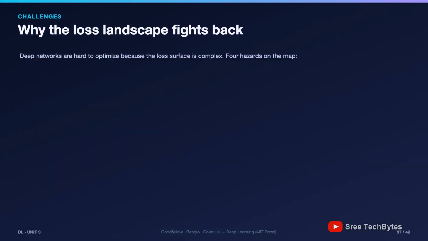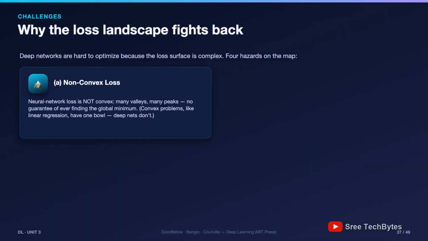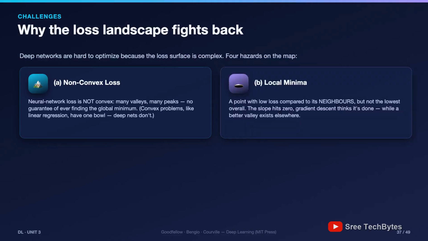Why does the landscape fight back? Four hazards, learn them as a map legend. Hazard A, non-convexity. A convex problem is one clean bowl, one minimum, guaranteed findable. Neural network losses are not convex, they're mountain ranges, many valleys, many peaks, no guarantee of finding the global best. Hazard B, local minima: a dip that's lowest nearby but not lowest overall. The slope hits 0, gradient descent declares victory, while a better valley waits beyond the ridge.